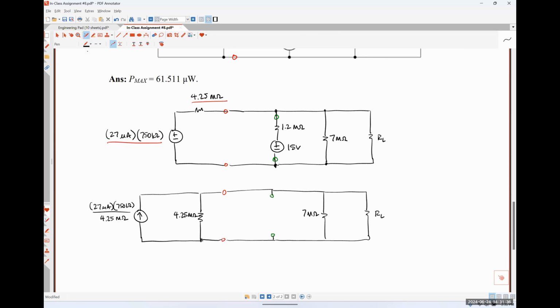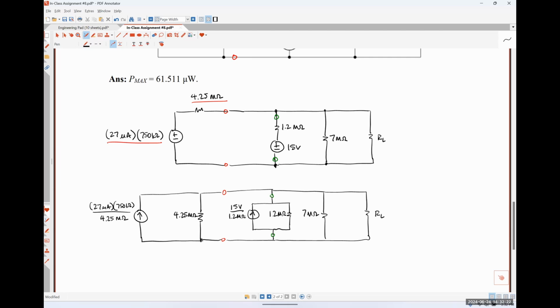I'm going to do something similar for this other practical voltage source. So between my set of green terminals, I'm supposed to have a 1.2 megaohm resistance. Let me draw that a little better. And then over here, I'm going to have a current source that is simply 15 volts divided by 1.2 megaohms.